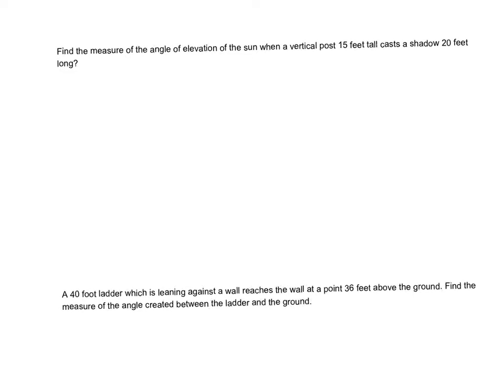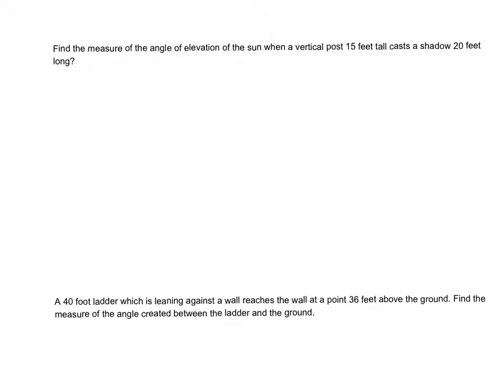So not only can we use angles of elevation and depression to solve for side lengths, we can also use side lengths to solve for our angles of elevation or depression. So we want to find the measure of the angle of elevation of the sun when a vertical post 15 feet tall casts a shadow 20 feet long.